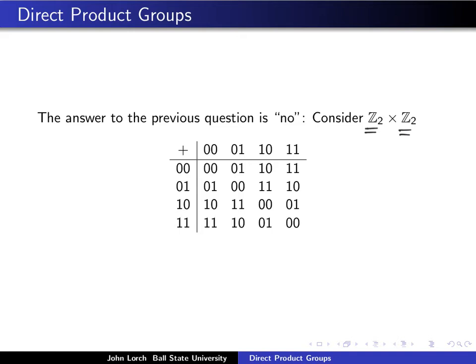And you can see that by noticing that every element in this group has order 2, right? So this (0, 0) is our identity. And notice that the square of every single element in this group is the identity. And so that means that there's no element of order 4, meaning that there's no cyclic generator of this group.